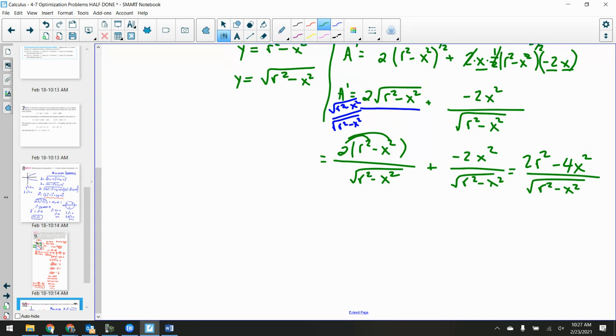So I guess that's my derivative. Is that what I have on my paper yet? 2r squared minus 4x squared all over the square root of r squared minus x squared. Okay. So that's my derivative. I know that my minimum or maximum is going to come at where that equals 0. It's going to exist at where that equals 0. Well, where is this going to equal 0? Where the numerator equals 0, right?